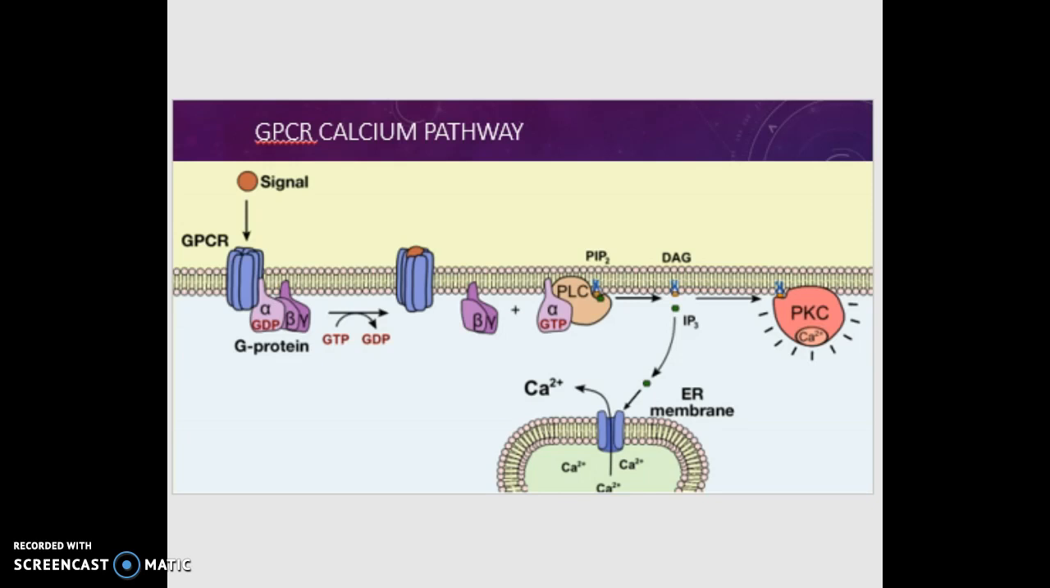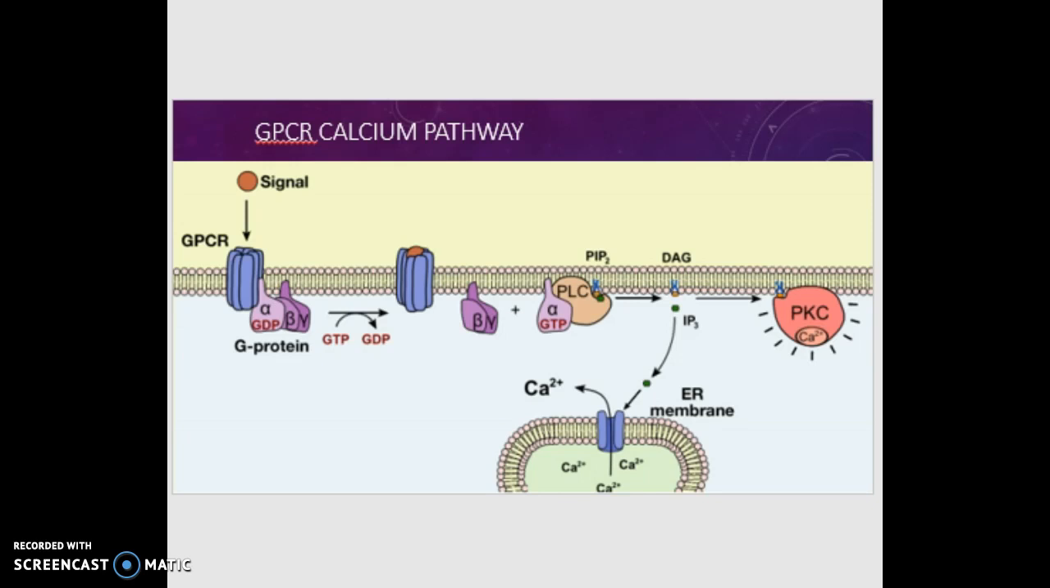DAG in the membrane will activate protein kinase C, which phosphorylates other target proteins, including the calcium channels that allow calcium into the cell. IP3 goes to the endoplasmic reticulum and triggers a release of calcium.